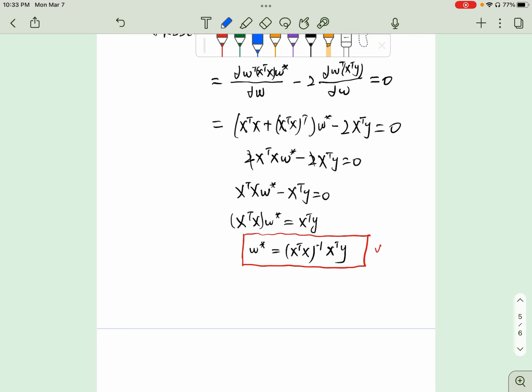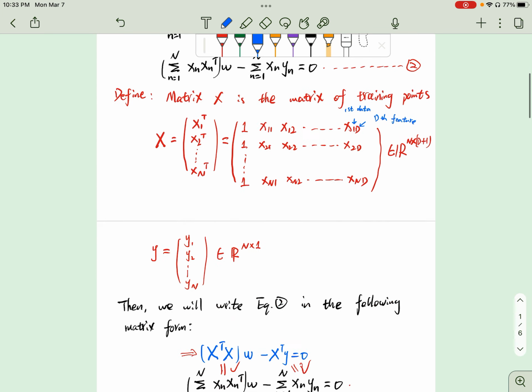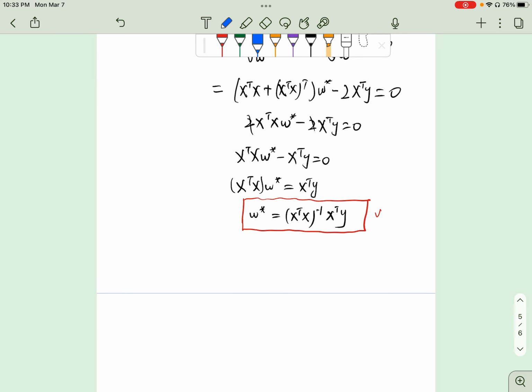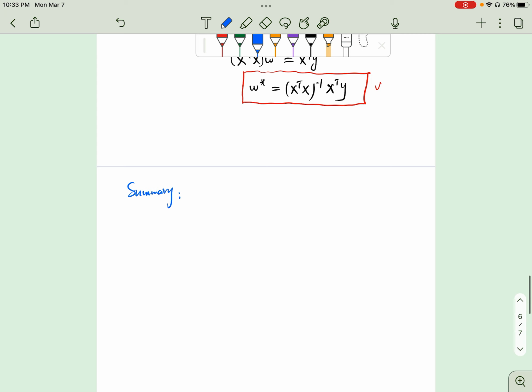Okay, so we went through a very long mathematical calculation, and finally we got this linear regression closed form solution here. So we can have a summary here. So this is the closed form solution of linear regression.